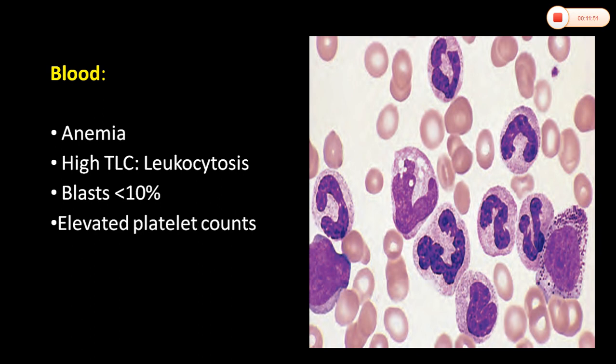The blast count, by definition, will be less than 10%. Remember, if it touches 20%, we call that acute leukemia, not chronic leukemia. So in CML the blast count will be increased, but it will be less than 10%. That is a rule. Platelet counts are usually elevated because it has chosen the granulocytic series as well as the megakaryocytic series, so platelets also will be increased. This is what you see in blood.